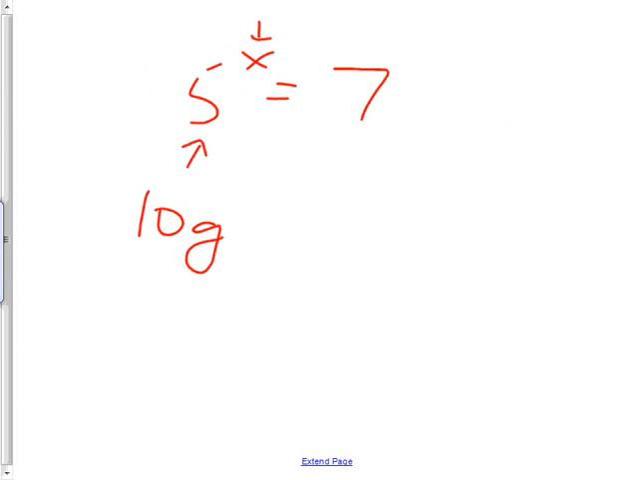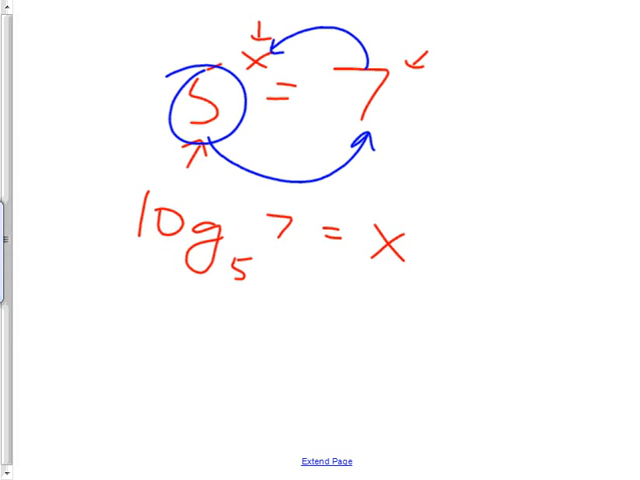Okay, so anyway, if I'm going to solve for x with logs, it's called a logarithm, and we'll see where that comes from in a moment. 5 to the x equals 7, so the way you write this is log base 5 of 7 equals x.